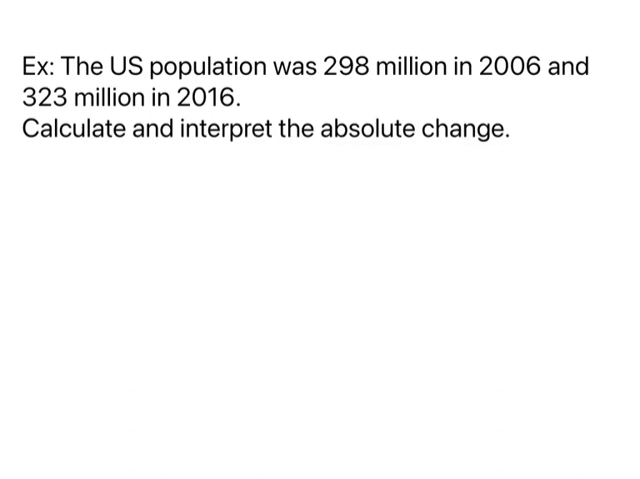Okay, so the U.S. population was 298 million in 2006 and 323 million in 2016. Calculate and interpret the absolute change. The key word here is interpret. If you don't know what these values mean, they're pointless. It is just absolutely pointless to have a value if you don't know what it means. So let's look at this.